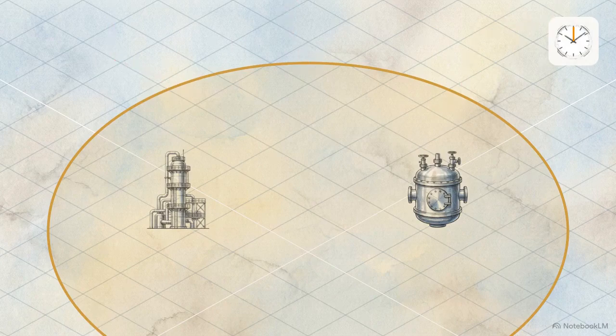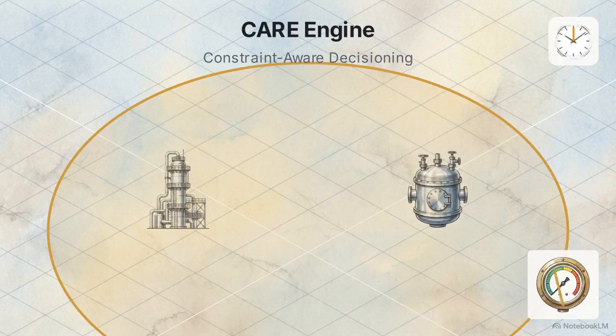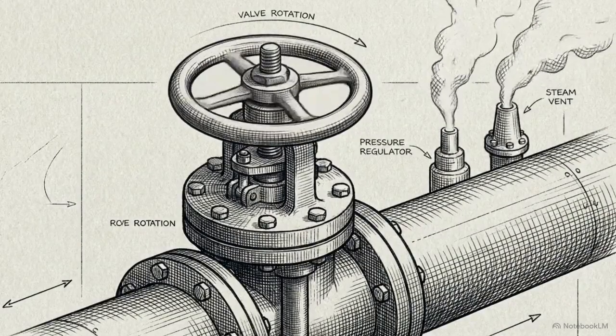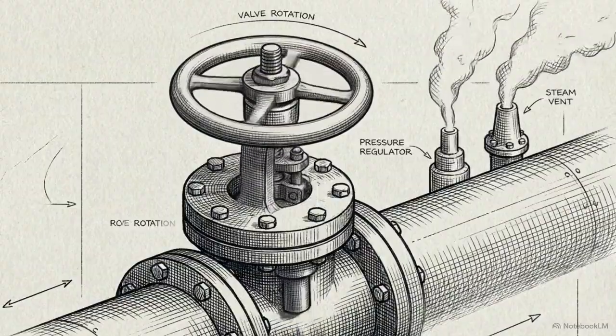the CARE engine. CARE stands for constraint-aware decisioning. The CARE engine strictly enforces equipment limits, ensuring every algorithmic command respects actual hydraulic capacities, safety thresholds, and maintenance schedules. Global optimization is only possible when the base mathematical layer is absolutely bound to the physical constraints of the hardware.